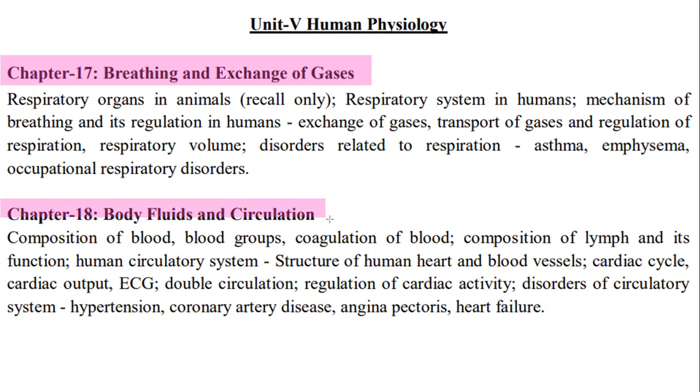Yes, from body fluids and circulation, what you have to cover is composition of blood, blood groups, coagulation of blood, composition of lymph and its function, human circulatory system, structure of human heart and blood vessels, cardiac cycle, cardiac output, ECG, double circulation, regulation of cardiac activity, and disorders of the circulatory system such as hypertension, CAD (coronary artery disease), angina pectoris, or heart failure. These are the topics that you have to cover from the chapter body fluids and circulation.